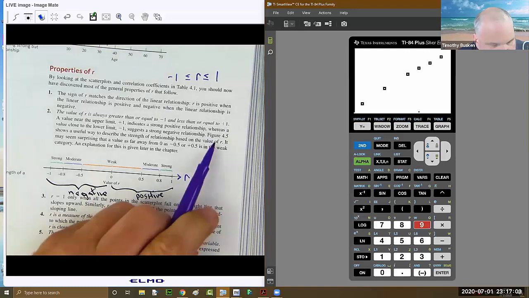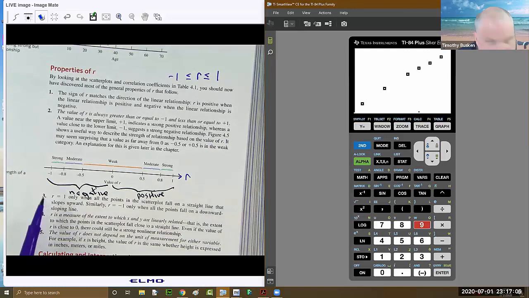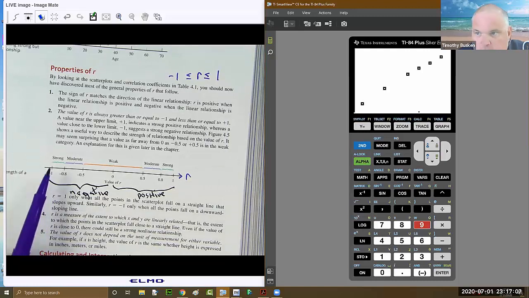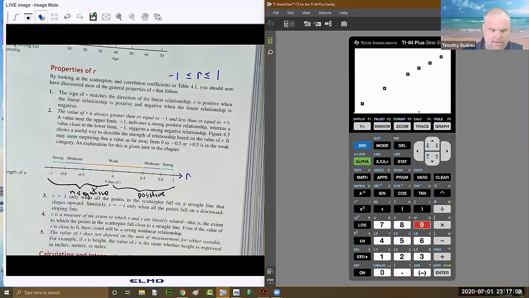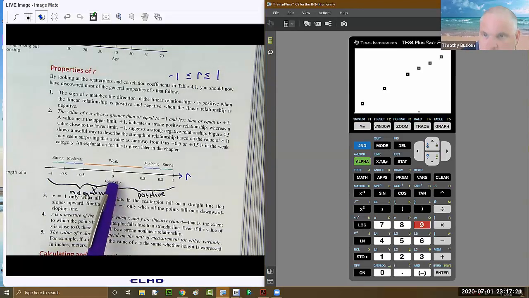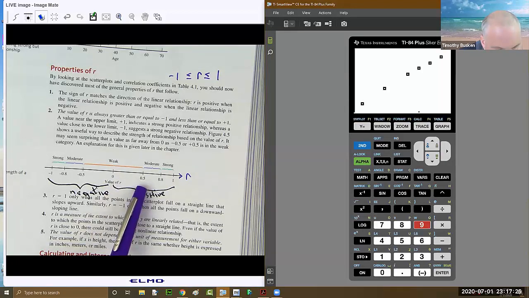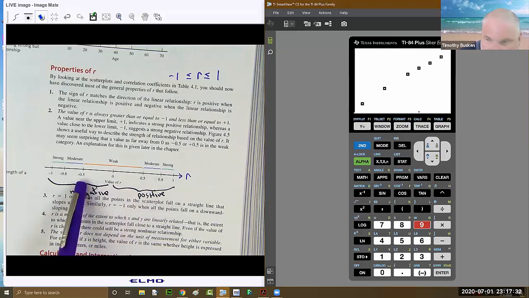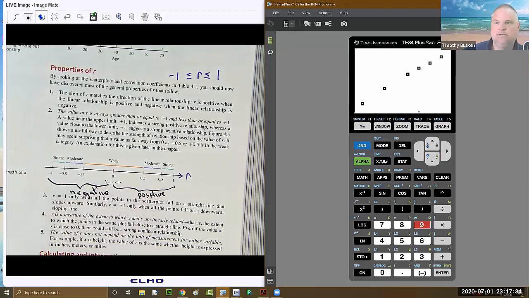And what else is she saying? Figure 4.5, let's see here, that's this figure. It shows a useful way, or a good scale, to help remember how to classify the relationship based off of the value of R. If the value of R is 0, there is no correlation. And furthermore, if the value of R is between 50% and negative 50%, or in other words, 0.5 and negative 0.5, then it's a weak relationship.